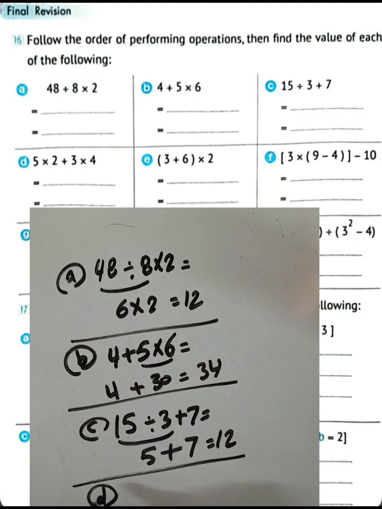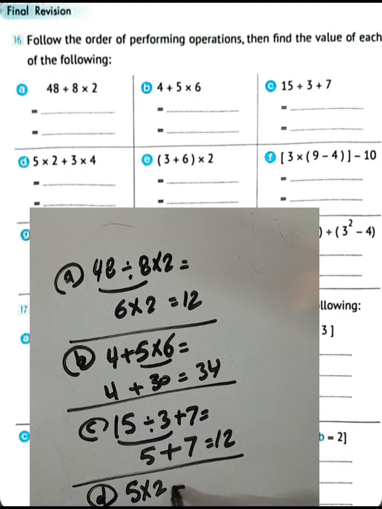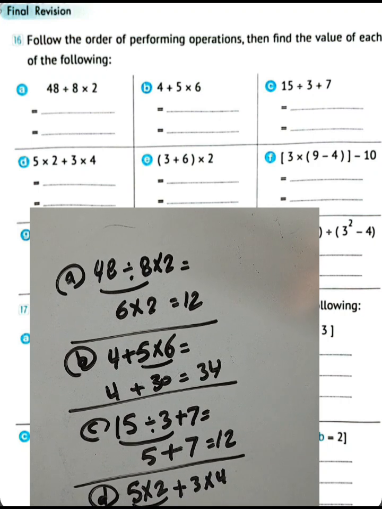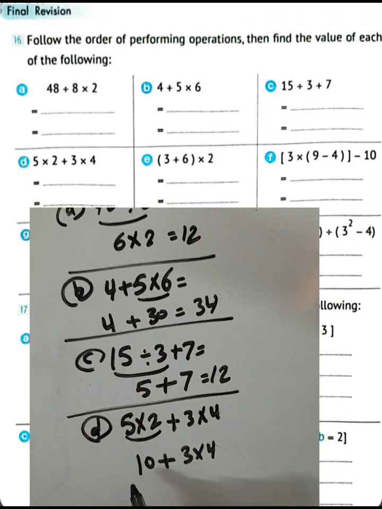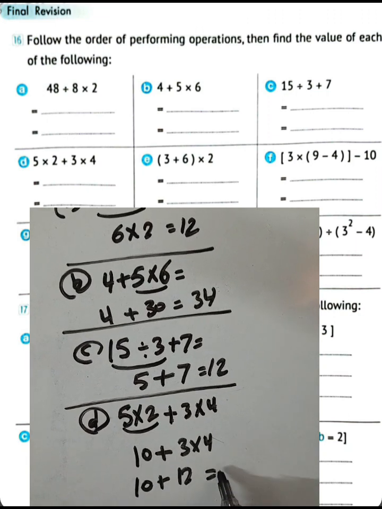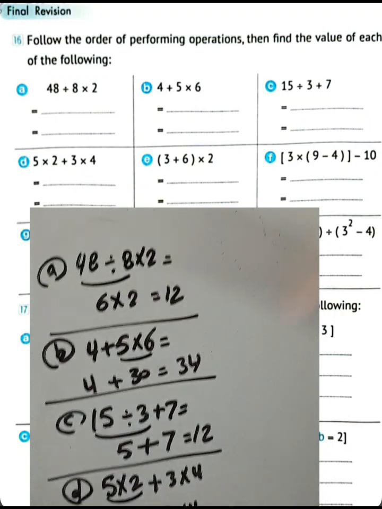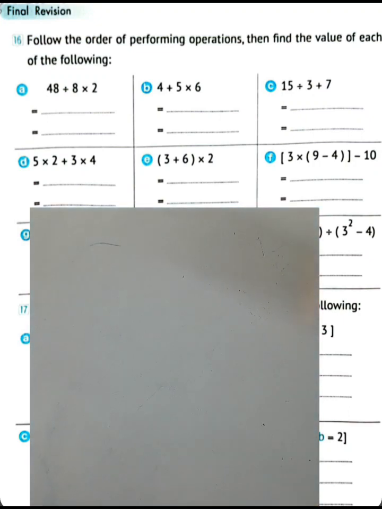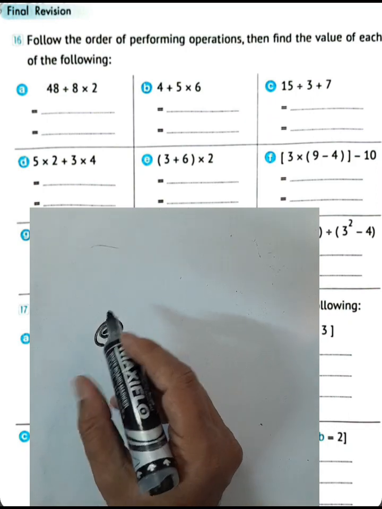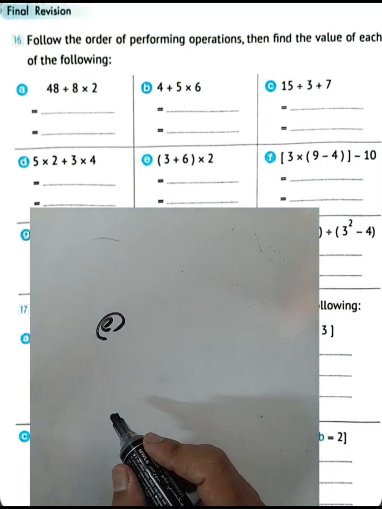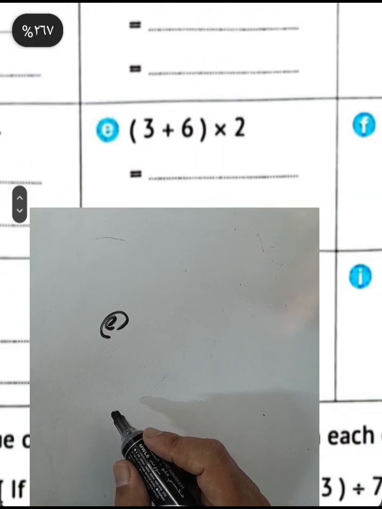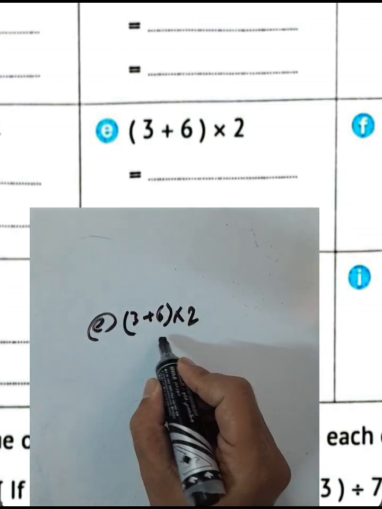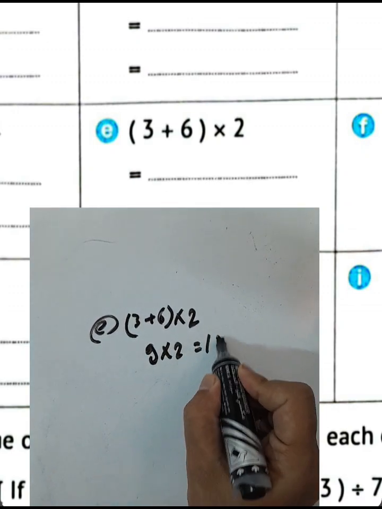Letter D, 5 times 2 plus 3 times 4. 5 times 2 equals 10. 10 plus 3 times 4. 3 times 4 equals 12. Then 10 plus 12 equals 22. Next question. Letter E, 3 plus 6 times 2: 3 plus 6 equals 9. 9 times 2 equals 18.